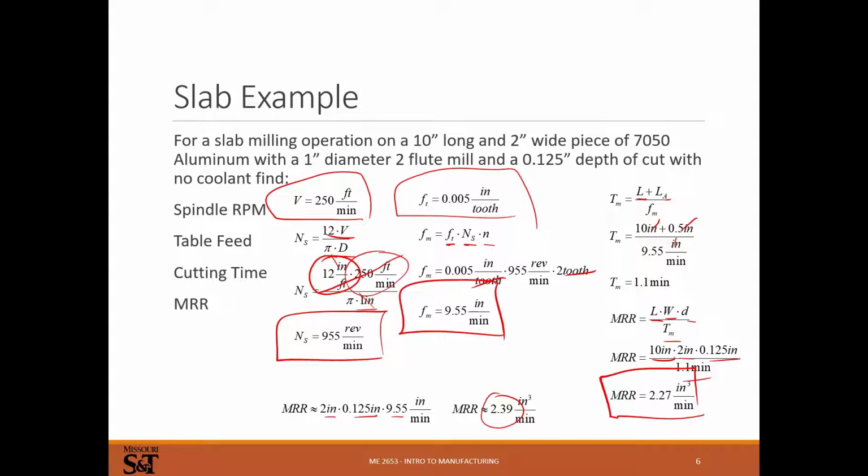So if I've got a 2 horsepower spindle, then I've got some overhead. If I've got a 1 horsepower spindle, this is not going to work, and it's going to be bogging down and not working well.